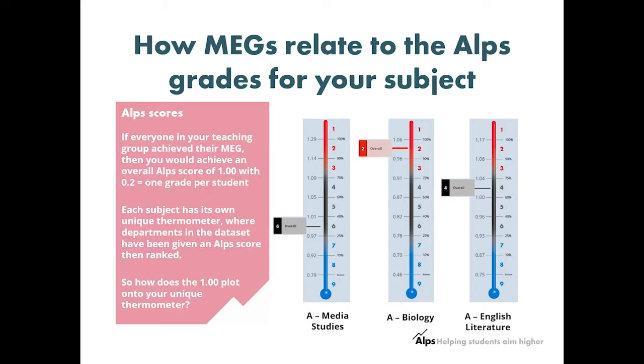Biology, very different. You're looking at a grade 2. That's top 10% of biology departments are getting the MEG. So therefore, as a biology teacher, you can afford for some of your students to drop. I'm being very generic here, but some of your students could drop from their MEG and you'd still be a red biology teacher.